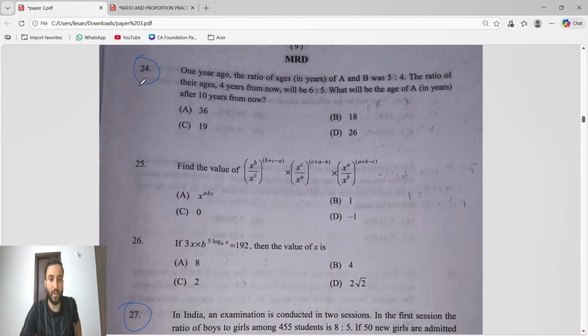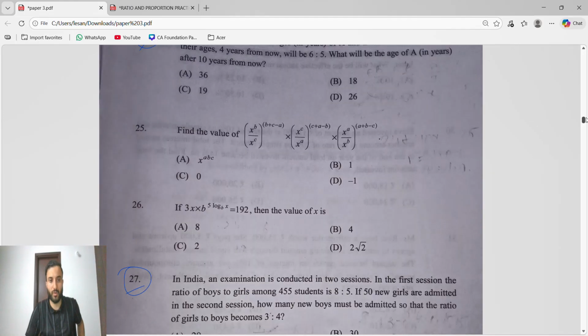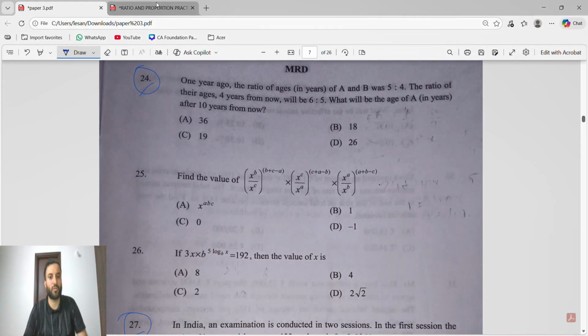So question number 24 and question number 27, these two questions are ratio and proportion. We will solve these two questions after solving these 57 questions.